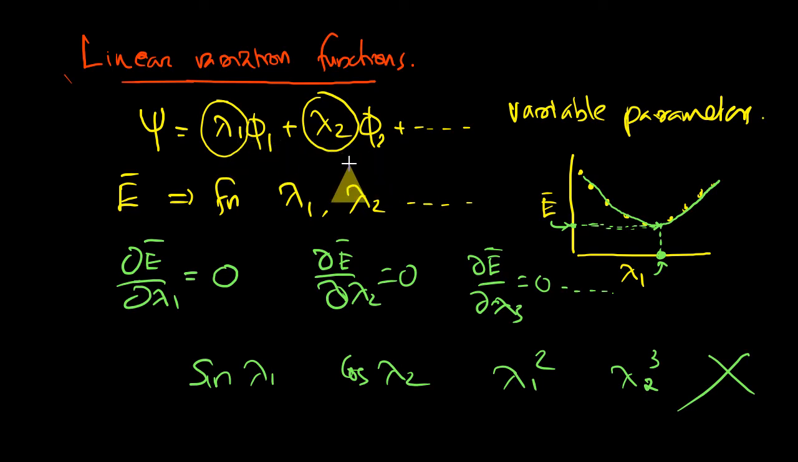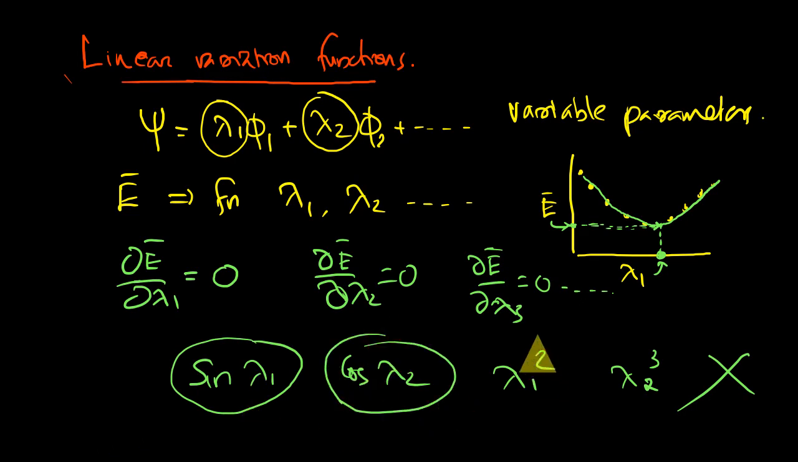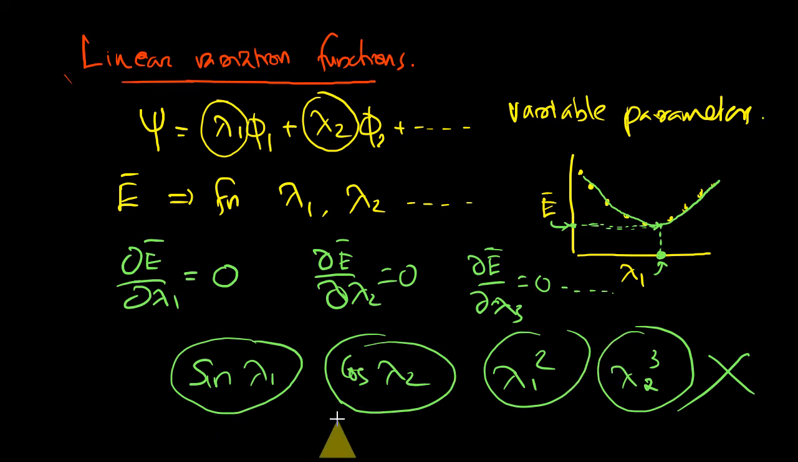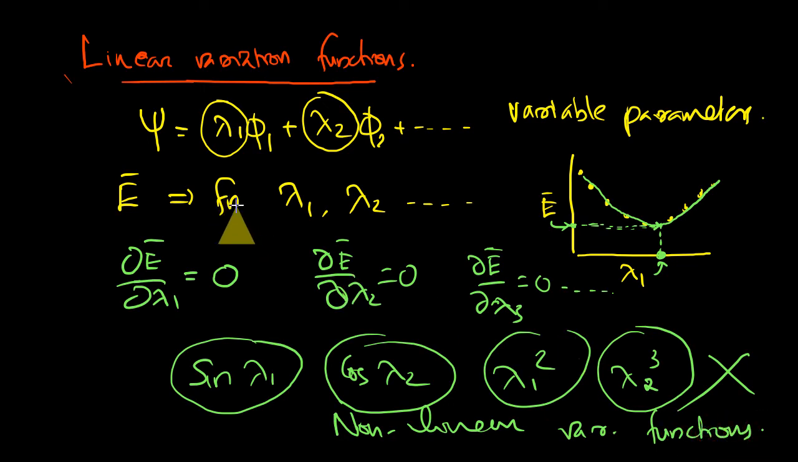Okay, linear variation functions. But in some cases, the variable parameters can appear like this: sin lambda 1, cos lambda 2, lambda 1 square, lambda 2 cube, etc. Okay, it can appear in many other forms. And such variation functions are called non-linear variation functions. So the trial functions can be a linear variation function or a non-linear function.